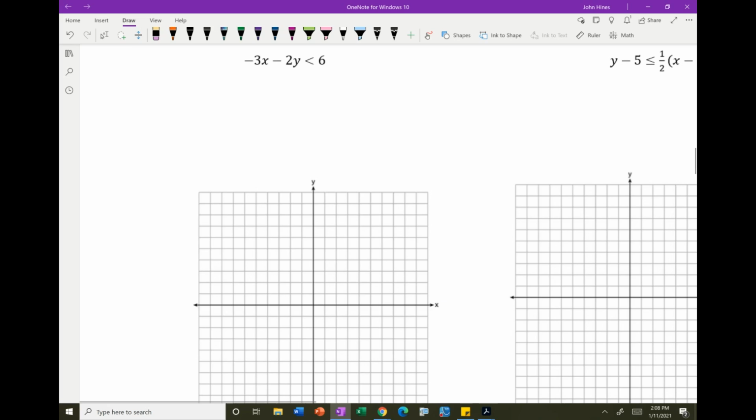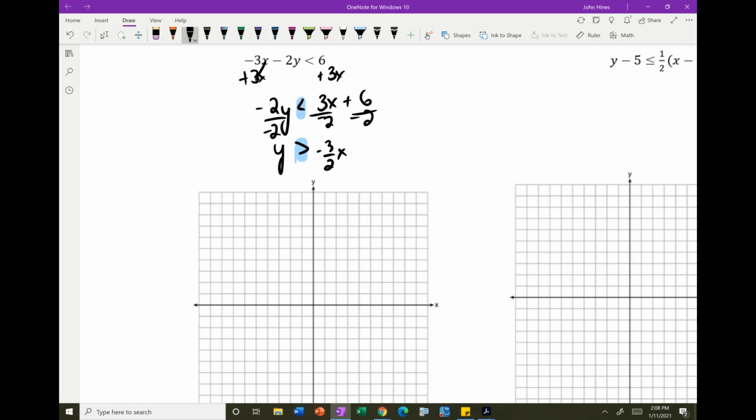Oh, this is not y equals, so let's get that done. Let me add that 3x over. Negative 2y is less than 3x plus 6. And then divide by negative 2. Uh-oh, I just divided by a negative. Warning, warning, warning. Notice my inequality flipped.